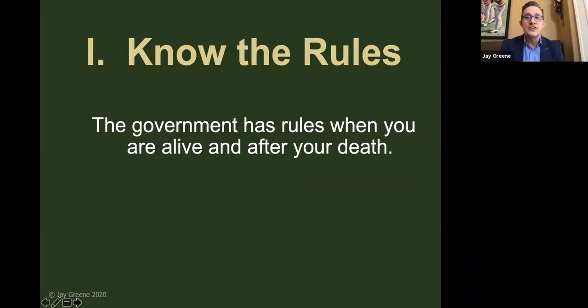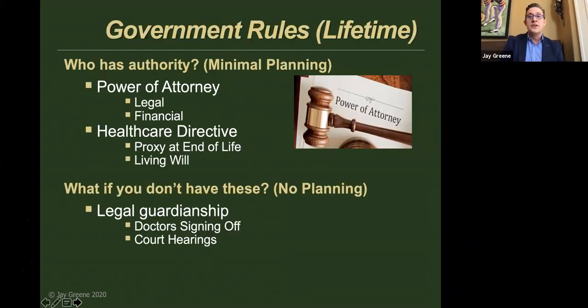So the first thing is knowing the rules. The government has rules when you're alive and after you pass away. So you need to know and understand what those rules are so you know what the plans are. So the government rules during your lifetime: if you become disabled, what's going to happen with you? When you're alive and well, obviously you make all your decisions and determine what's happening for yourself. But if you become disabled, then what are we going to do with you? It depends whether you decided to put any type of planning in place. Some people do minimal planning, which is good as a starting point. You would want some disability documents to provide for you.